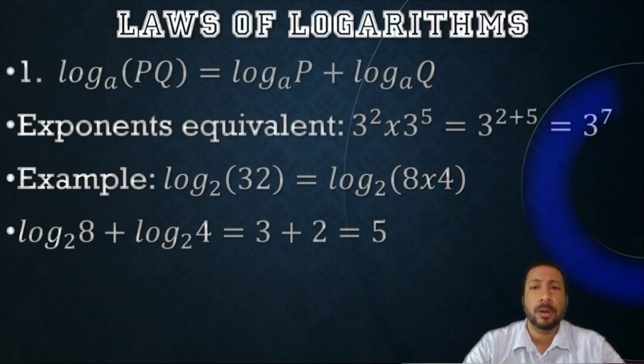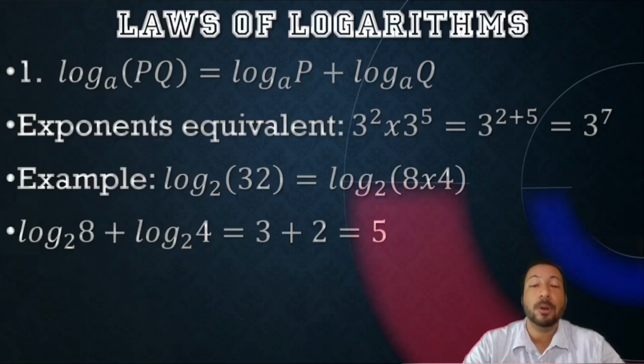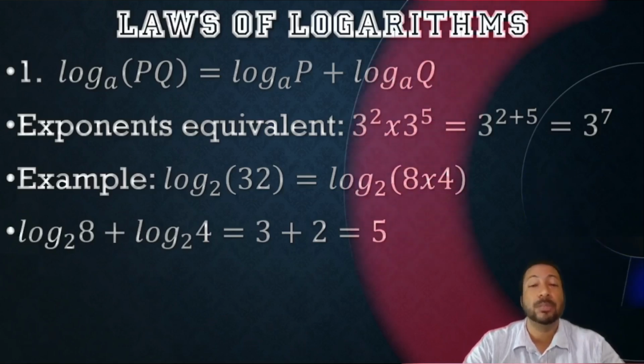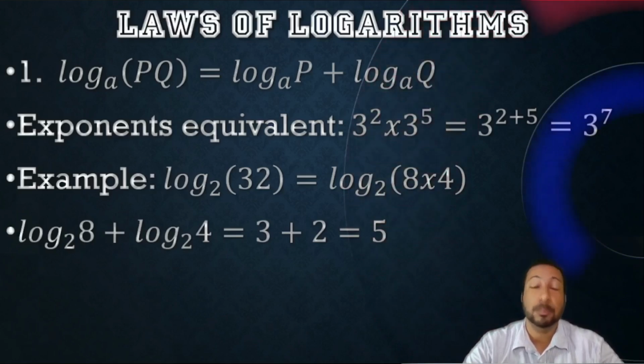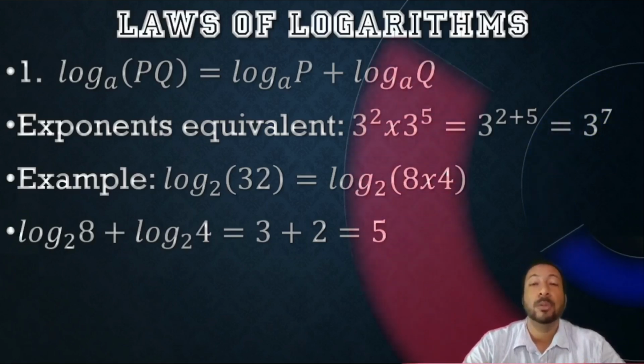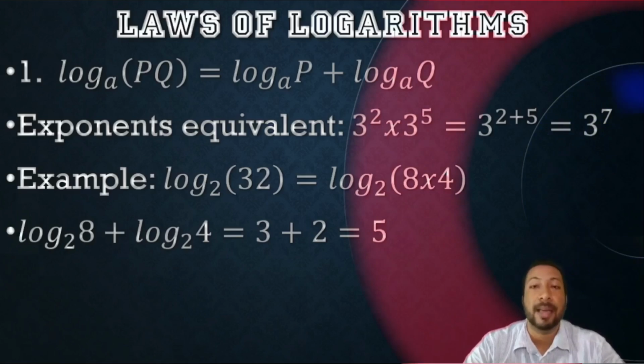And what's the log of 4? Well, 2 times 2 gives me 4. So the log of 4 in base 2 is 2. So 3 plus 2, which is the log of 8 plus the log of 4 in base 2, is equal to 5. And that is then equivalent to the log of 32 in base 2.